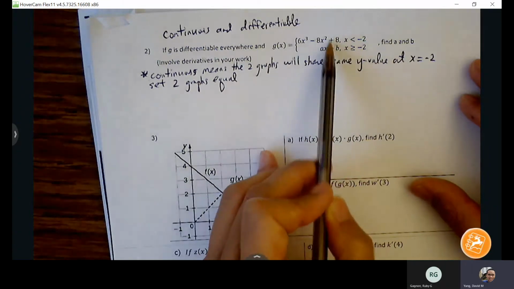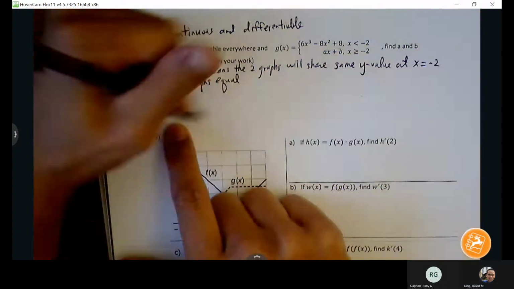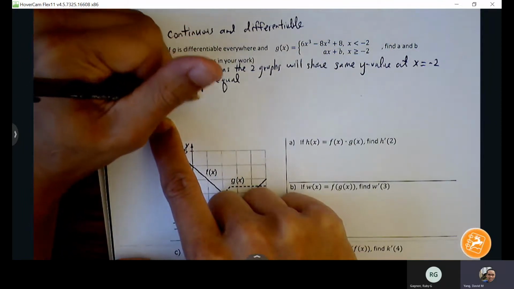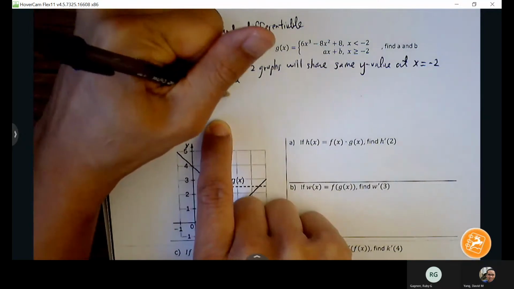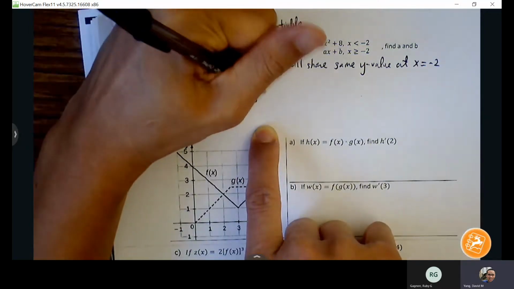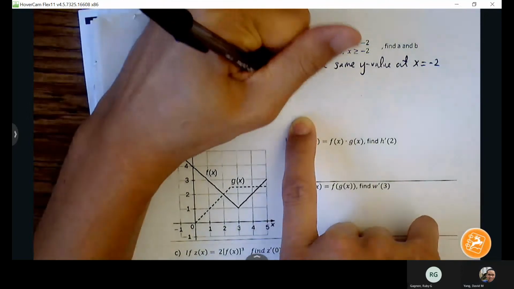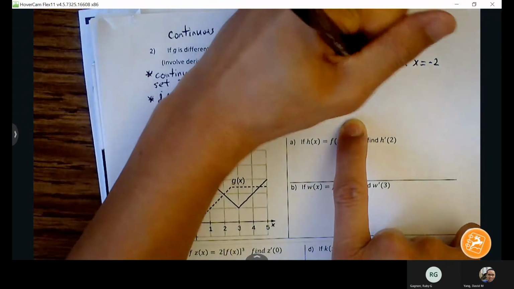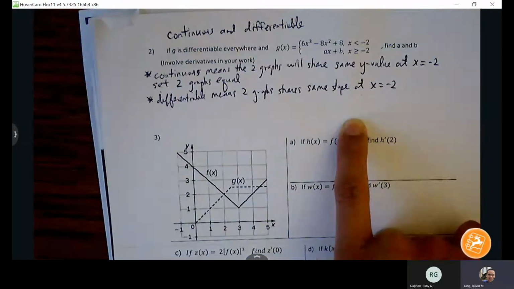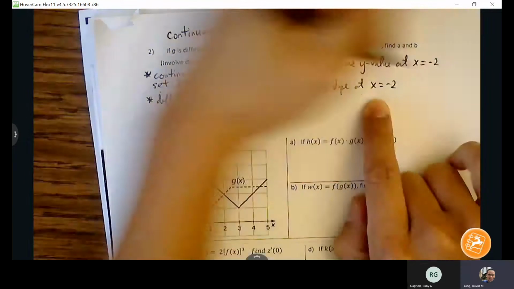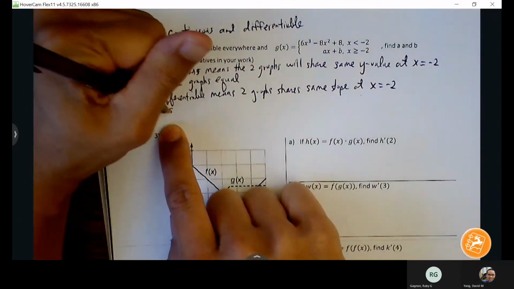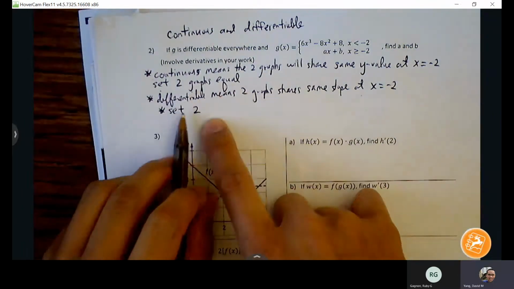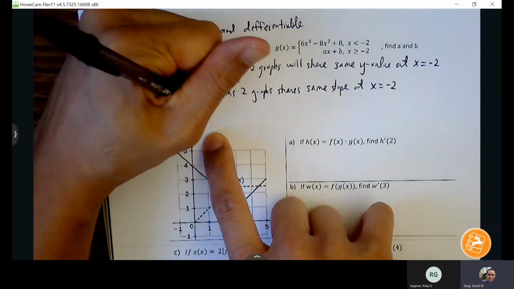What that means is that they will also share the same slope. Okay, so if they share the same slope, that means we can set the two derivatives equal to each other. We're definitely going to set the two equations equal to each other, but we're also going to set the two derivatives equal.